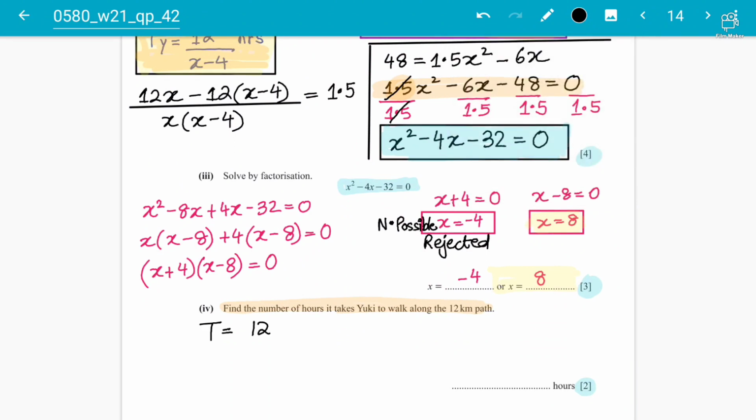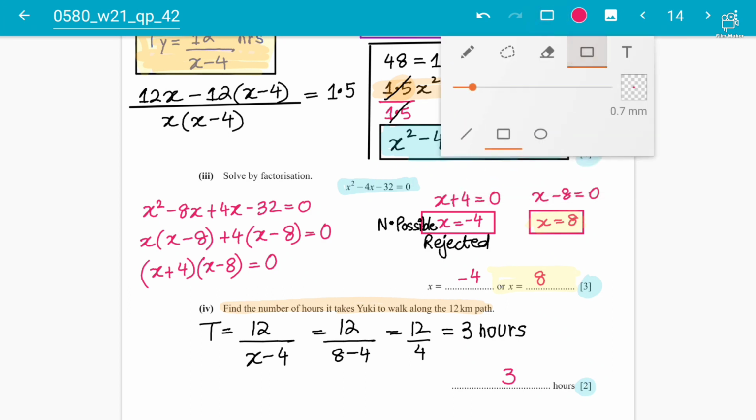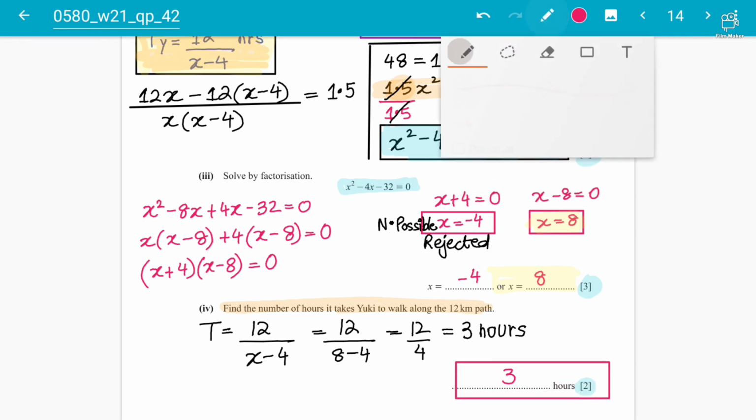It will be 12 divided by x minus 4. So here we go, 12 divided by 8 minus 4, which is 4. 12 divided by 4, so Yuki is going to take 3 hours. Okay, so here we go, Yuki is going to take 3 hours to complete this. This is the number of hours that Yuki is going to take to walk along the 12-kilometer path, and this is the final answer, for which you will get 2 marks as well, students.